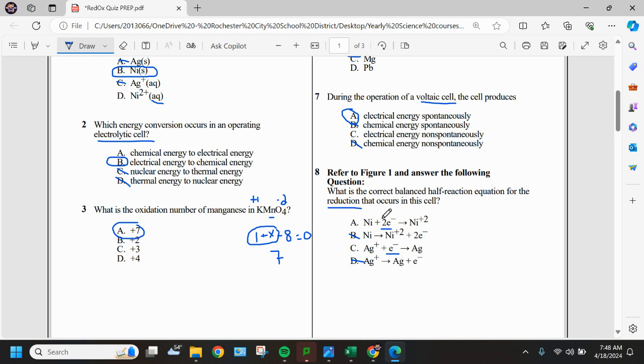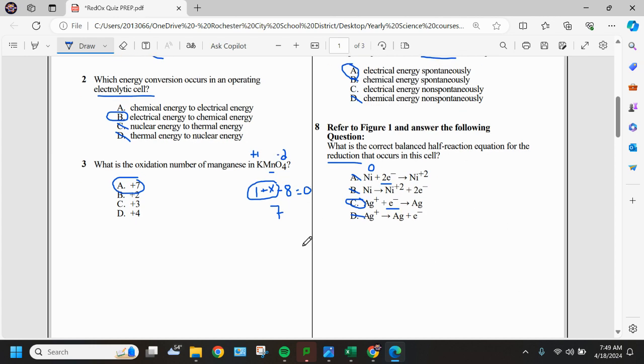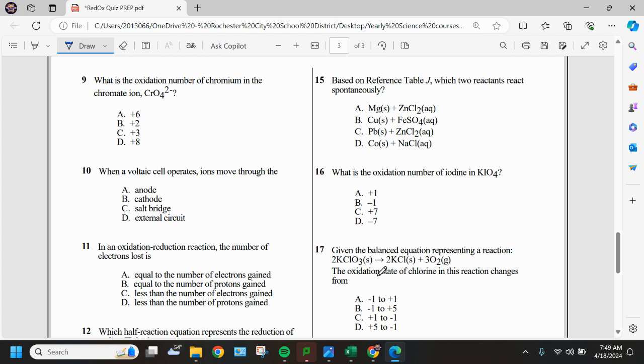Reduction is gaining, but reduction also has to have my charge going from, this is a 0 to a +2. This is not a reduction charge. So this doesn't make sense. If I have a nickel and I add 2 electrons, this should be negative, not positive. So that's where this one's off, and this one is where I want to go. I could actually do this without looking at the cell, just because I know oil rig.